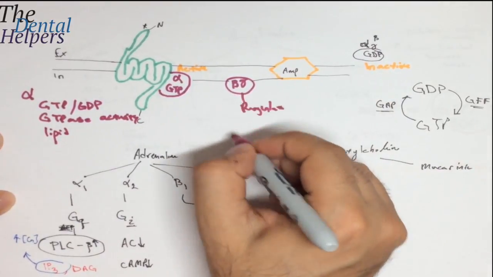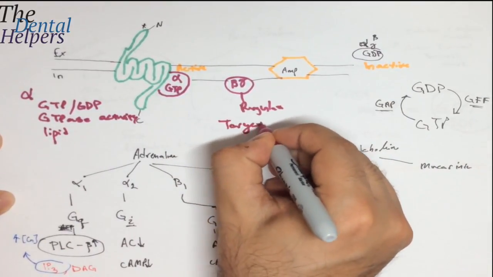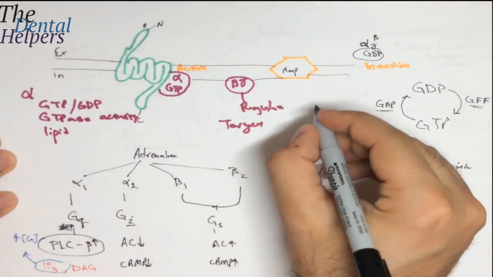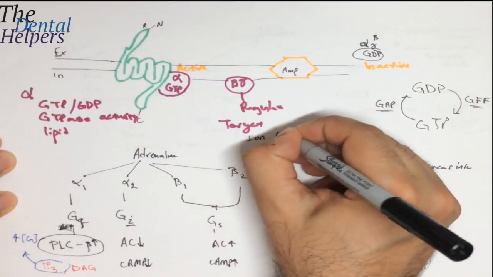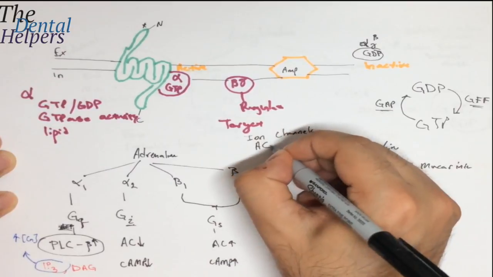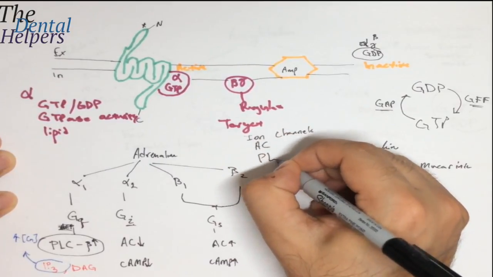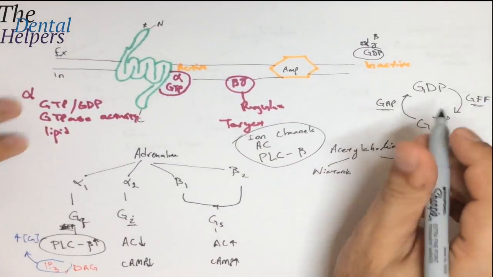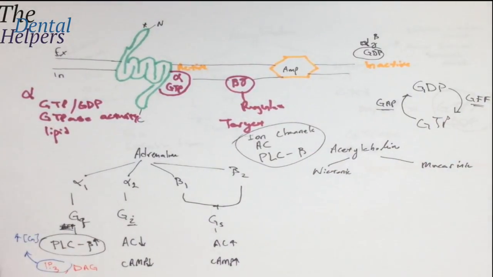Some of the targets for beta gamma are going to be your ion channels, specifically potassium, adenyl cyclase, and phospholipase C beta. So that's some of the big key points about what's going on when it comes to this group.